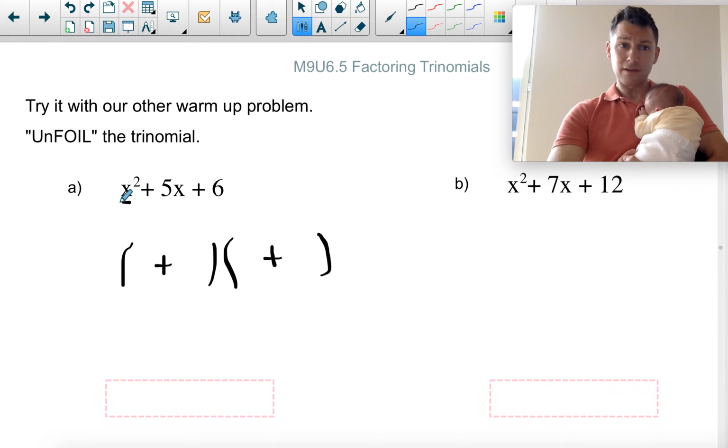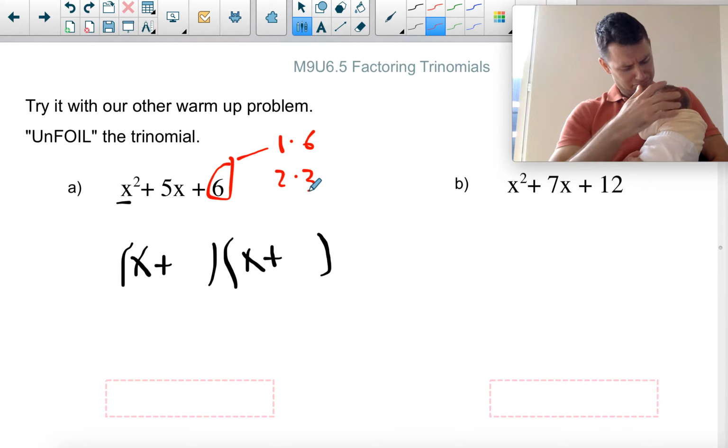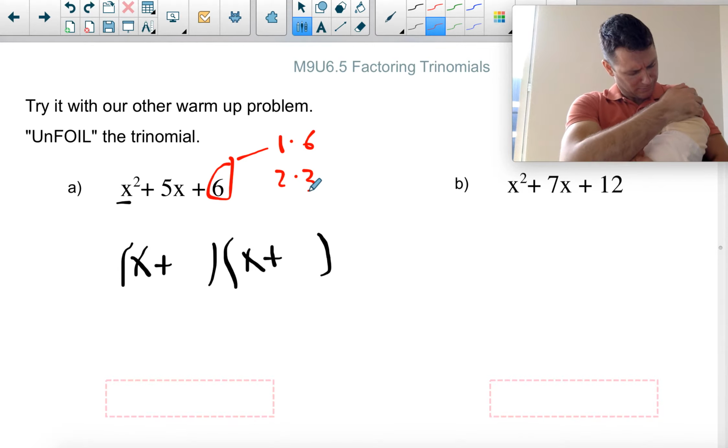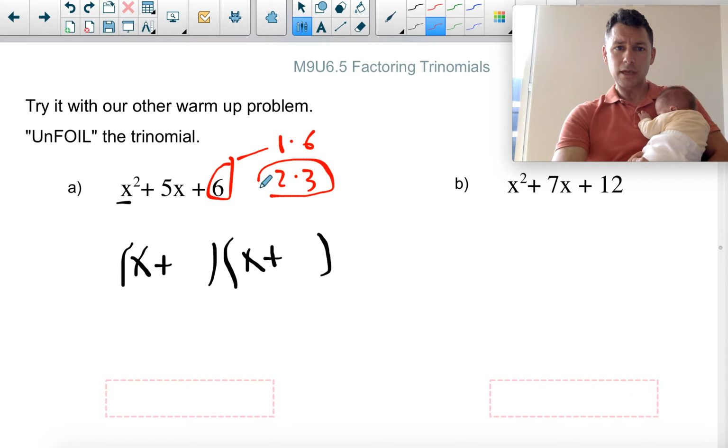Right. You also know that this ends up being x and x. And now we're really looking for something that multiplies to 6 but adds to 5. So it could be 1 and 6 or 2 and 3. Right. And so 1 and 6, if there was some subtraction involved, we could get to 5. But really, I'm guessing that this 2 and 3 would work the best.